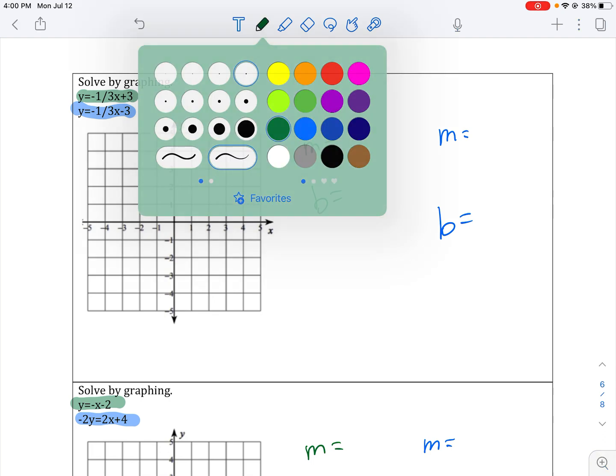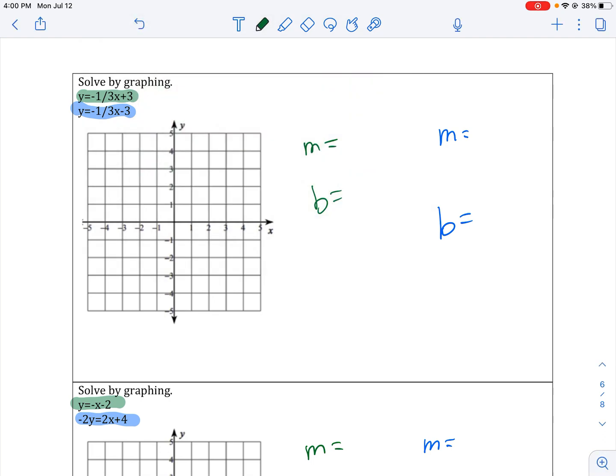So let's identify the numbers we need here. My slope of the top equation is -1/3 with the y-intercept of 3. So y-intercept is 3, down 1 to the right 3. Do the opposite as well, up 1 to the left 3. Remember, make as many points on that first equation as you can, because those points are where our solutions are going to be.